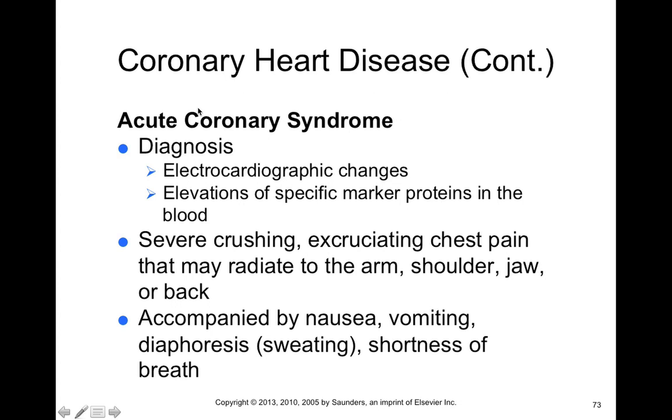Now, in terms of how acute coronary syndrome is diagnosed, we can see electrocardiographic changes. Like we said, the ST segment can be elevated. There are other elevations in specific blood marker proteins. Patients might have subjective symptoms of severe, crushing, or excruciating chest pain that can radiate down the left arm, shoulder, jaw, or back. This pain can be accompanied by nausea, vomiting, diaphoresis, and shortness of breath. The shortness of breath is in part due to the pain, but also because if the heart can't effectively move blood along, then blood starts to back up in the pulmonary circuit, which means it's inadequately oxygenated, and this can lead to shortness of breath.